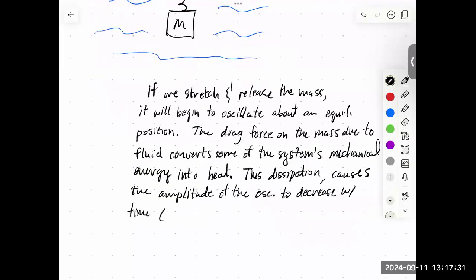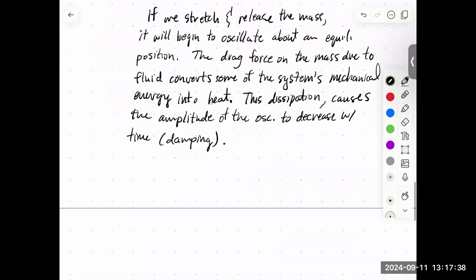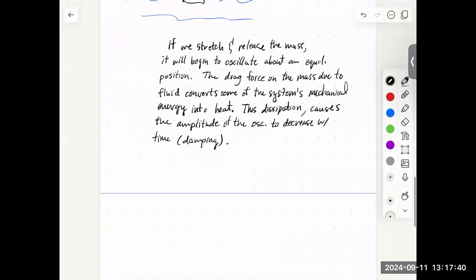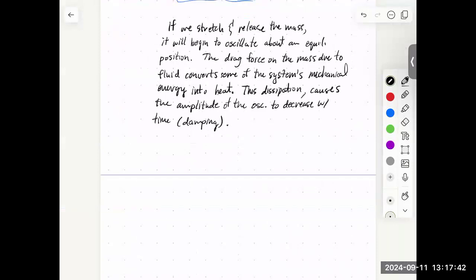So that effect is called damping. It's damping the oscillations. So we could sketch that if I was to try to draw the position of the mass as a function of time. It would look something like this.